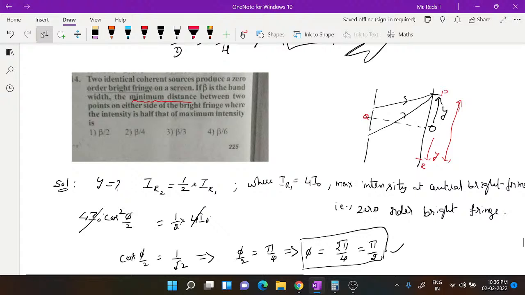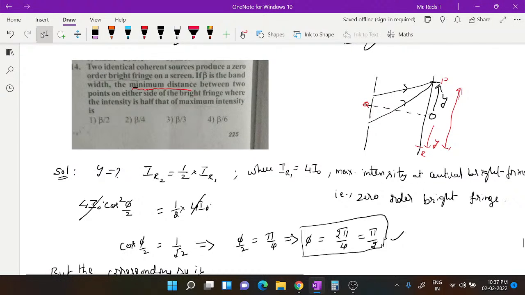Nothing but central maximum. Okay, we have to understand that. If beta is the bandwidth or fringe width, find the minimum distance between the 2 points on either side of the bright fringe, where the intensity is half the maximum intensity.